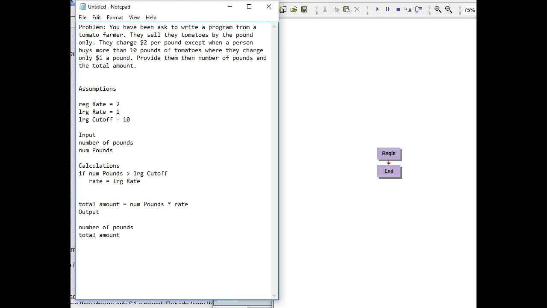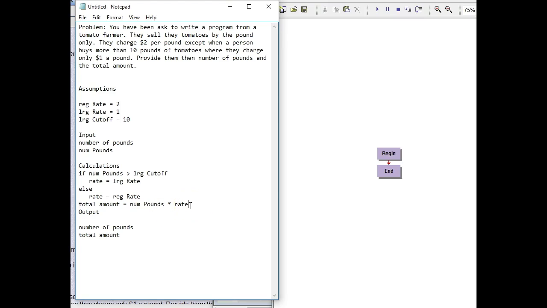If it's not true, we use the keyword else, and then the rate is equal to the regular rate. So if it's not greater than 10, and we'll do that. All right, so the next one is going to be the regular rate. So I'm going to copy regular rate and paste. And you might think you could type this without making an error, but you'll find out very quickly that it's very easy to make errors and not even be able to find them after you make them.